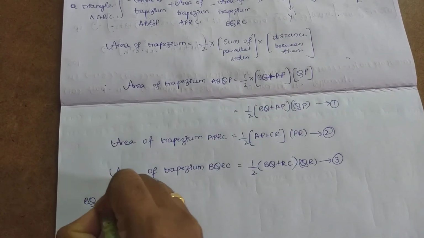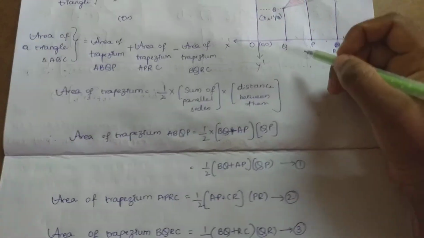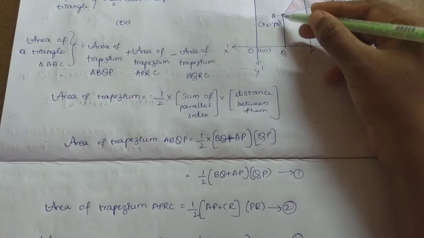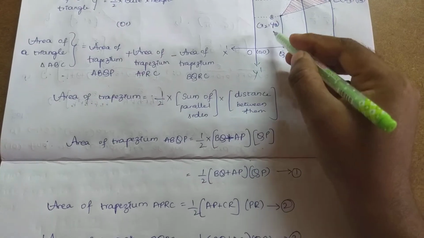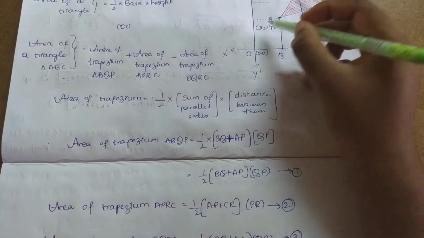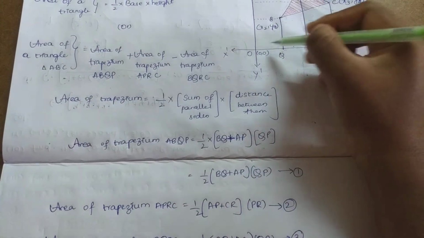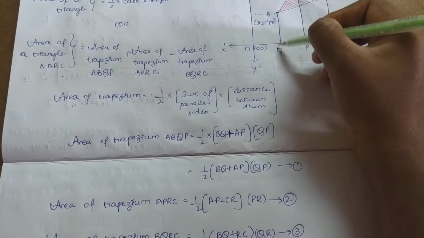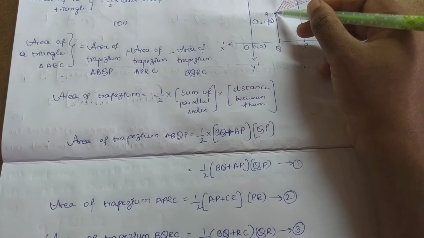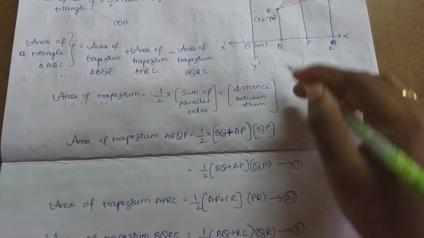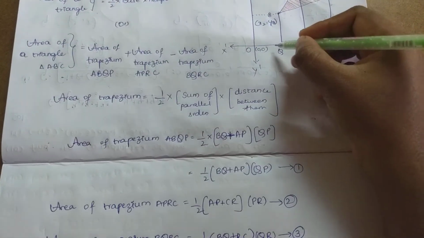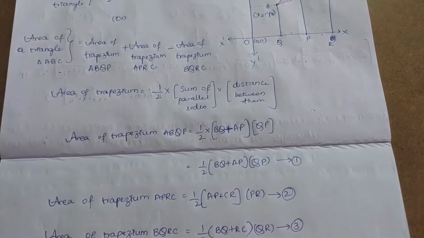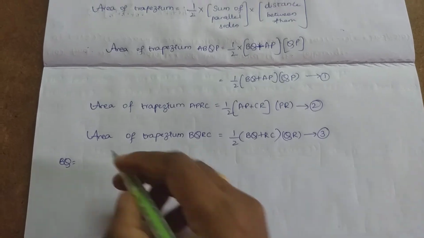First, BQ. From the diagram, we have to find this BQ. BQ is nothing but the distance. BQ is parallel to the y-axis, right? When a line is parallel to the y-axis, the distance between B and Q is y2. Correct? The distance is y2.